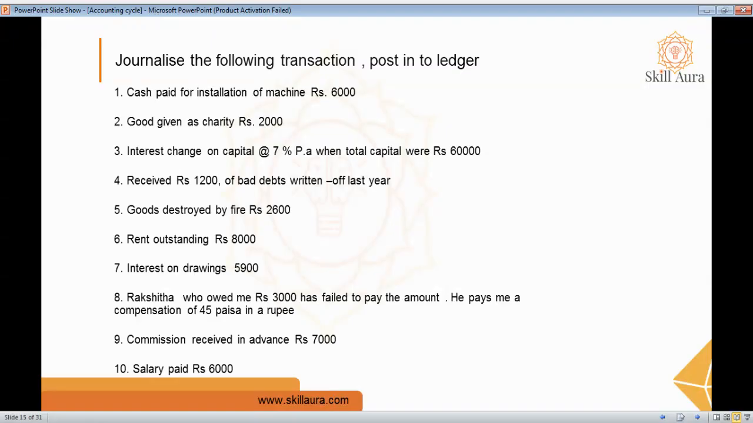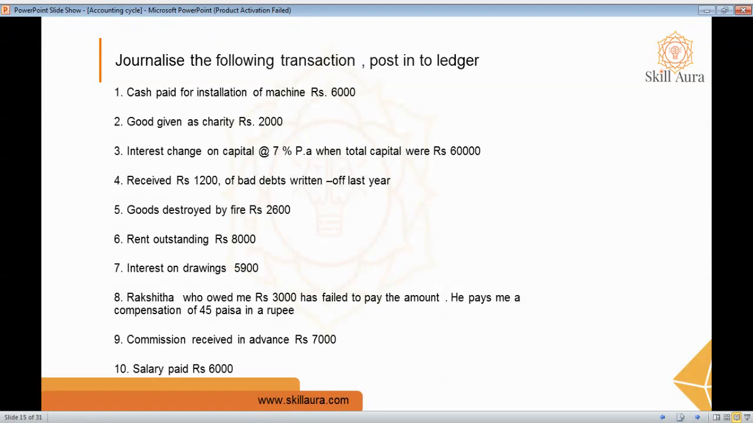Here, the first one is cash paid for installation of machine, 6,000. So the transaction was: expenses account 6,000 was debited and the cash account, that is 6,000, credited. So here there will be two types of account. One is the cash account and the other is the expenses account.